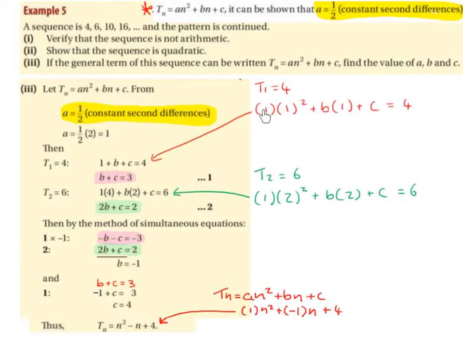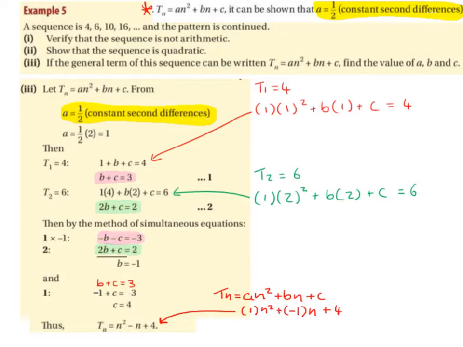That 1 at the front came from the a, which we got to be 1, because a is half times the constant second difference. So it's half of 2, and half of 2 is 1. Then we put 1 in place of both of the n's because we've got term 1, and it's all equal to 4 because term 1 is 4. So we have 1 plus b plus c equals 4. We bring the 1 over the other side, and 4 minus 1 is 3. So we get b plus c is equal to 3.